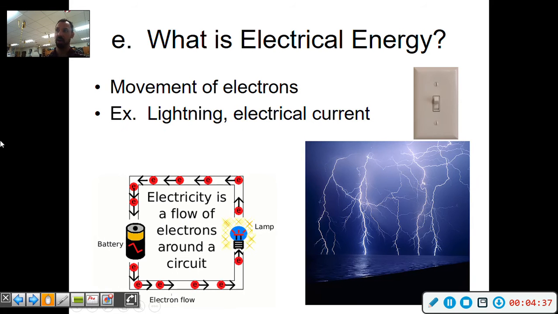Okay, electrical energy is the movement of electrons. So lightning, as an example, that's obviously electrons going from the clouds down to the ground. Also electrical circuits, like in your home, they can be battery powered or they can be powered by the electricity coming into your house. But the electrons are what's flowing through the circuit to power your devices in your house. So that's all electrical energy.